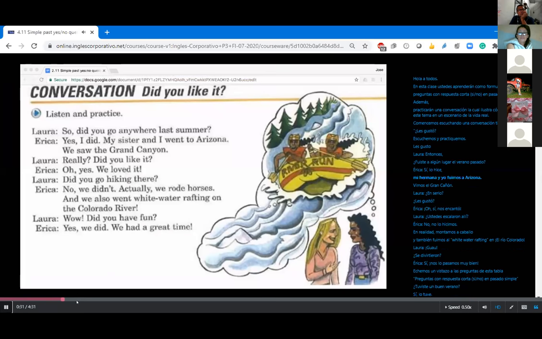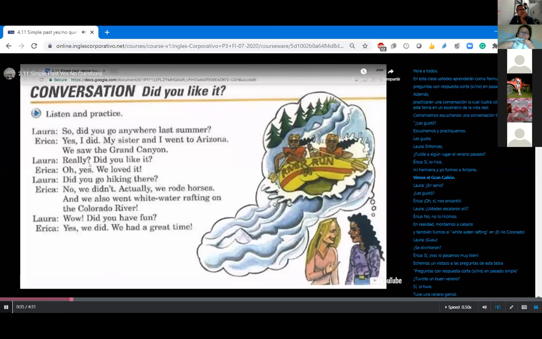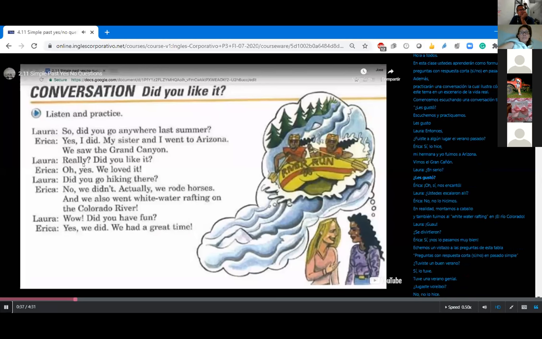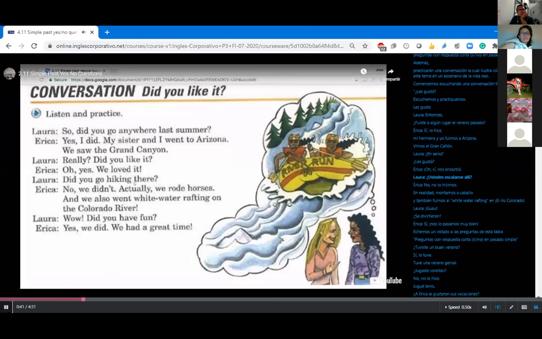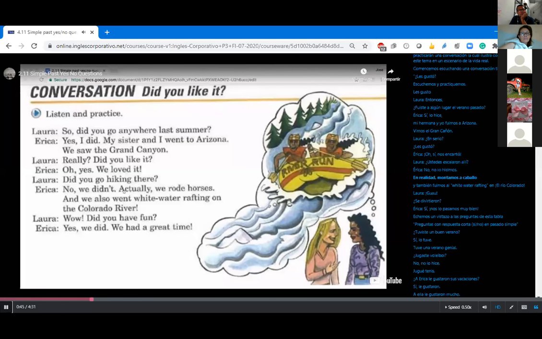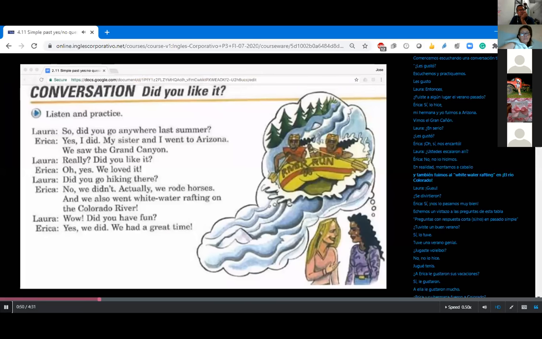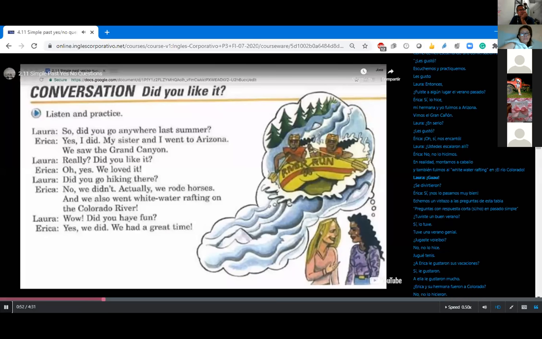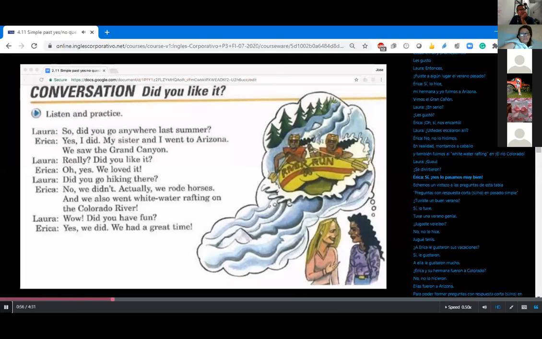Look at that. My sister and I went to Arizona. We saw the Grand Canyon. Really? Did you like it? Oh, yes, we loved it. Did you go hiking there? No, we didn't. Actually, we rode horses. And we also went whitewater rafting on the Colorado River. Wow! Did you have fun? Yes, we did. We had a great time.